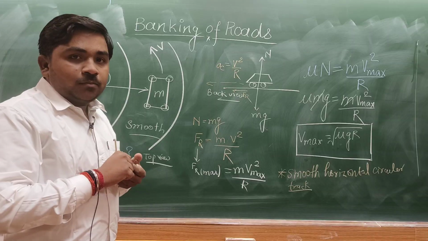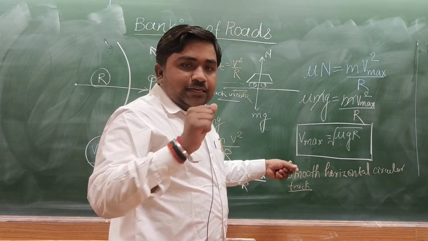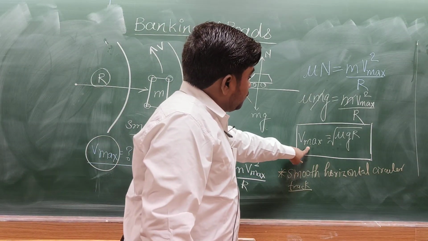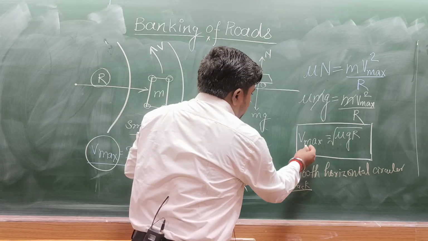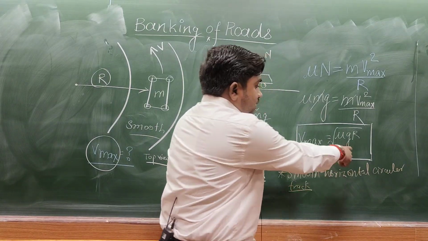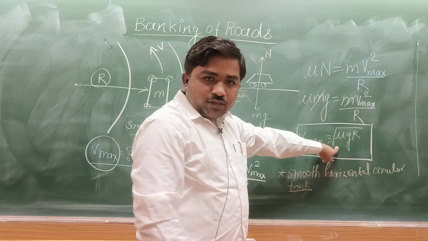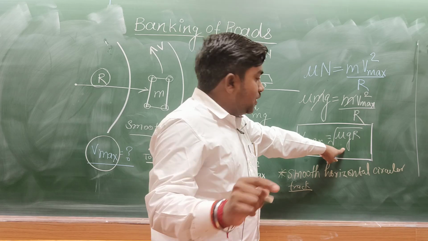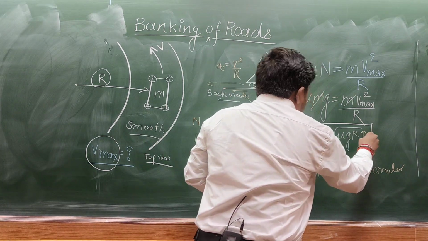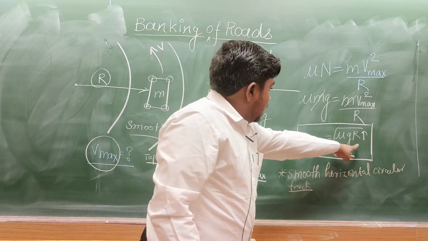Else what will happen? Let us analyze that situation also. If you increase your Vmax above this, then if we increase this V, what will increase on the right hand side? Can you increase mu? Can you increase G? No. So R will increase. So as you increase the V, R will increase.